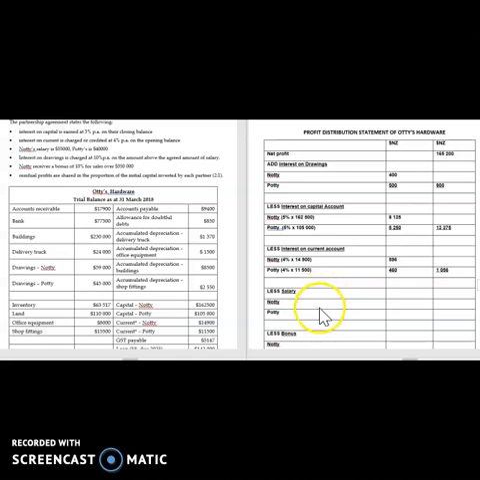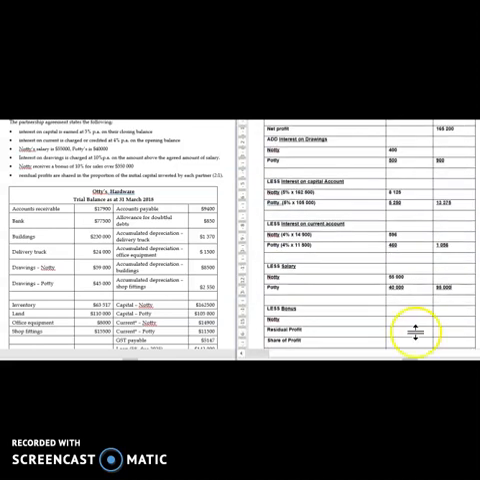Both partners will also get salary. The salary for Naughty is 55,000, and for Potty it's 40,000, so we'll record directly 55,000 and 40,000, so altogether that's 95,000.